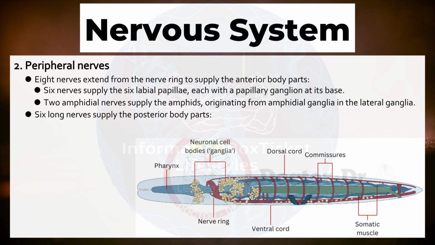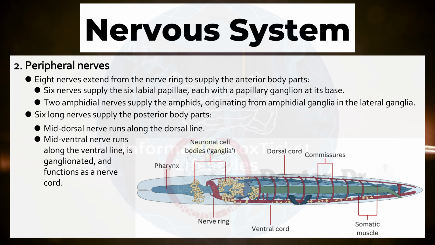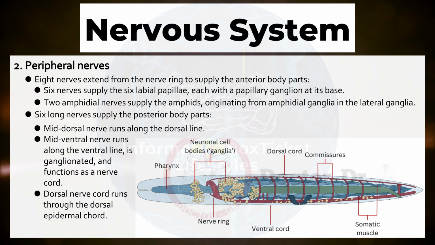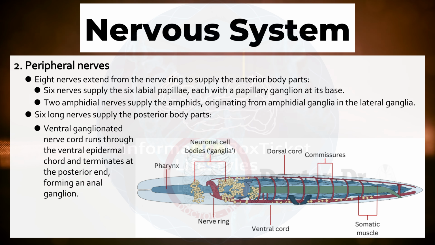6 long nerves supply the posterior body parts. Mid-dorsal nerve runs along the dorsal line. Mid-ventral nerve runs along the ventral line, is ganglionated, and functions as a nerve cord. Dorsal nerve cord runs through the dorsal epidermal cord. Ventral ganglionated nerve cord runs through the ventral epidermal cord and terminates at the posterior end, forming an anal ganglion.